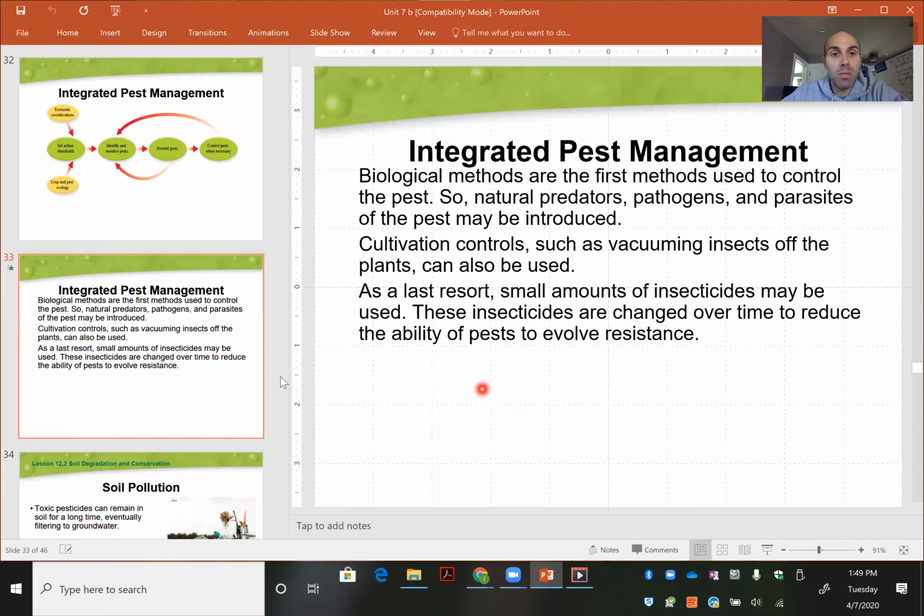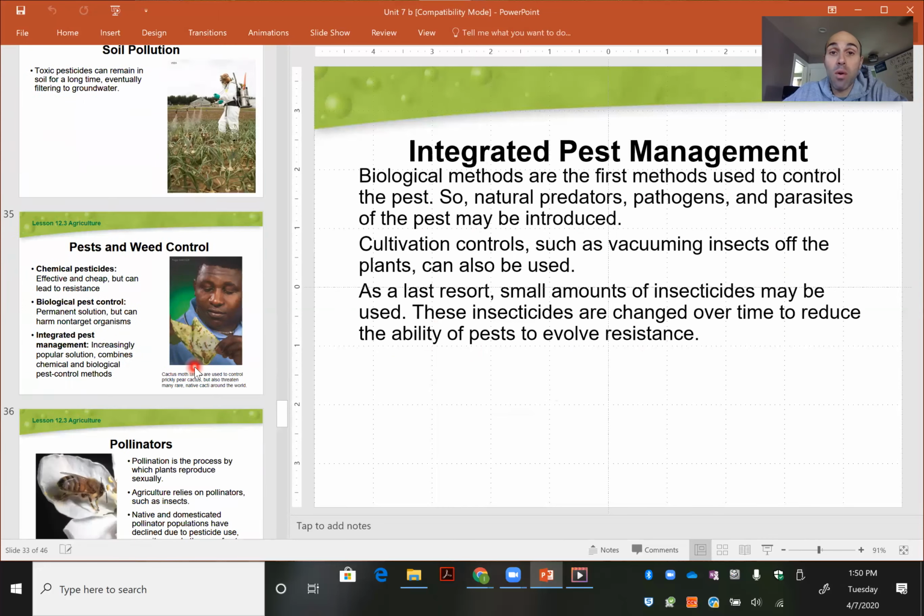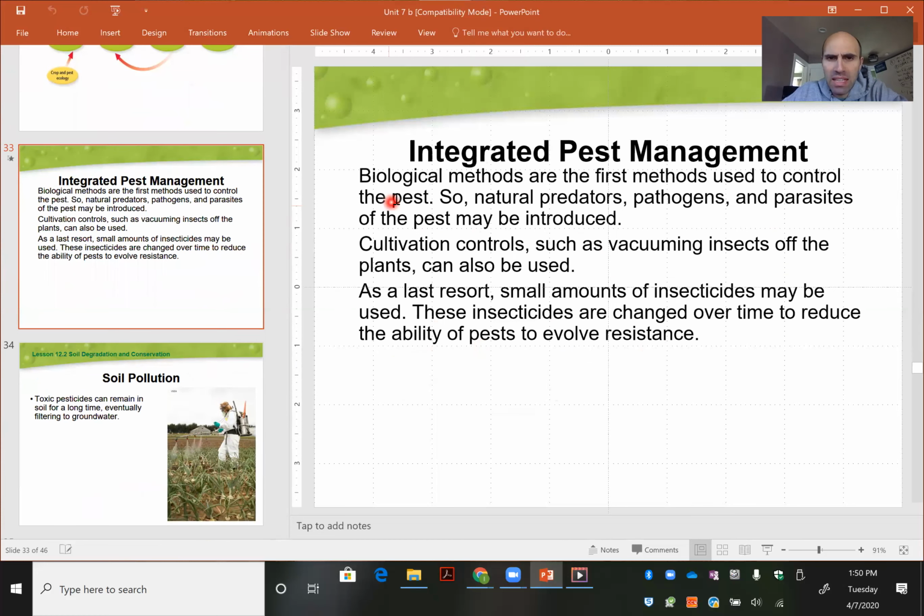Integrated pest management. We just have a couple more to go, guys. Three more slides. Oh, excuse me, four more slides, and that is it. Integrated pest management. We're looking at biological pest methods. Biological methods are the first methods used to control the pest. So natural predators, pathogens, parasites of the pest are introduced. Cultivation controls, literally, they go in and they will vacuum insects off the plants. It's pretty wild. It really is.